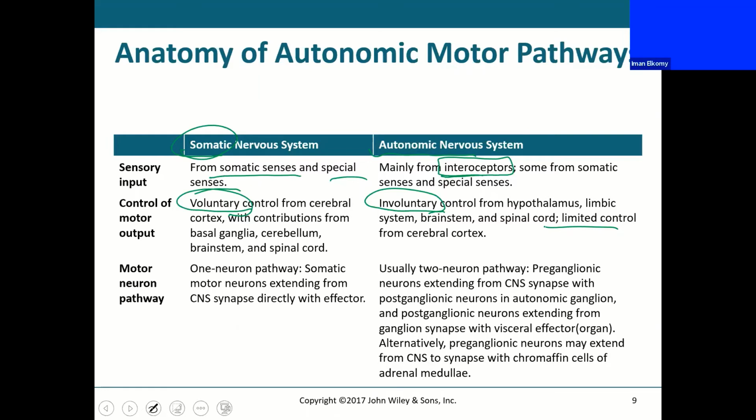Okay, the motor pathway: you got one neuron when you're talking somatic, and you usually have two neurons when you're talking autonomic, with the exception of that one that goes to the adrenal medulla instead. That's a one neuron pathway.